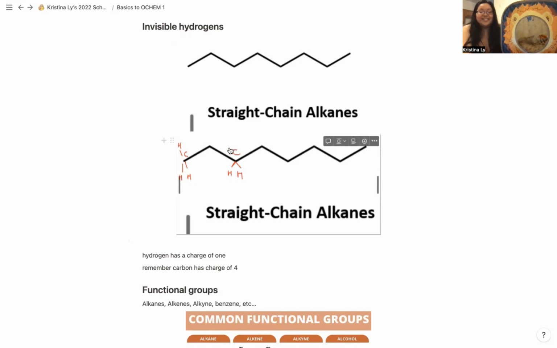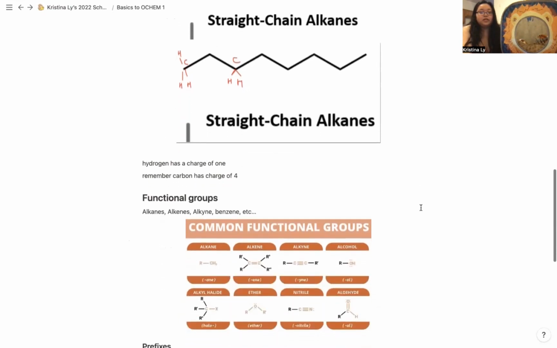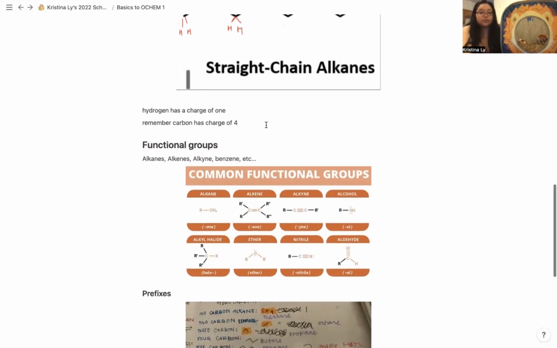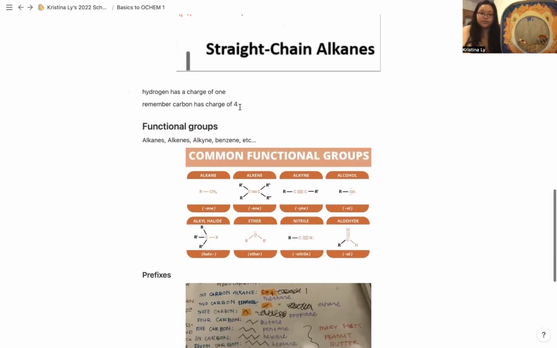Yeah. So then this is another example. It would be the same thing because there's 2 carbons between it. So it'd be 1, 2, 3. Yeah. 1, 2, 3, 4. So yes. Hydrogen has a charge of 1. And again, carbon has a charge of 4.